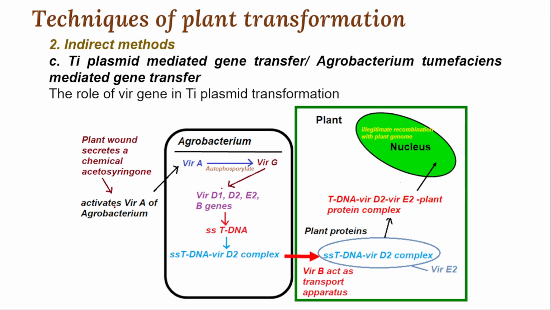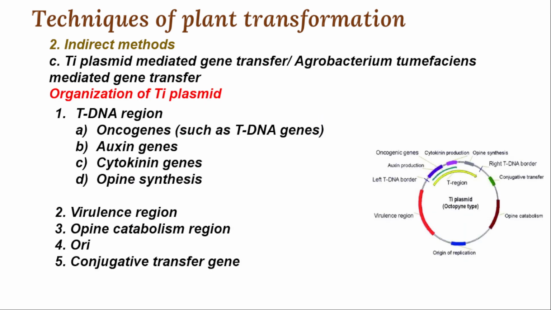Whenever this Vir complex is activated, it will bind to the T-DNA, the transfer DNA, and instead of the transfer DNA, we can insert our gene of interest. You can see here the T-DNA region is there, right? In the T-DNA region, we can replace that. The auxin and gibberellin genes are not necessary; they cause disease. Instead of that, we'll cut here from the left border, right border. Our gene of interest will be inserted in the region of T regions.